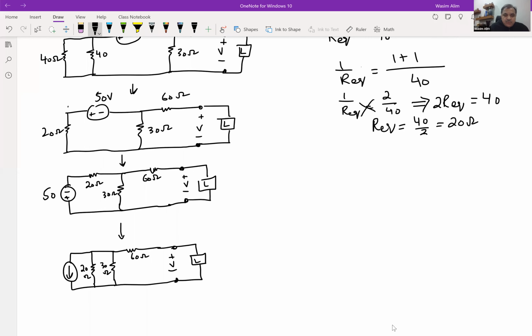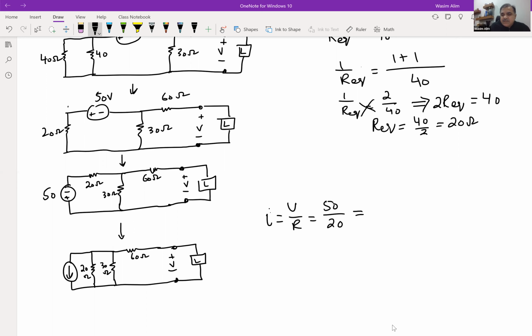So let's find these values. Okay. So what is my current? My current is V over R. So the V was 50 volts. And this is the source current that I'm trying to find. And this is 20 ohms.